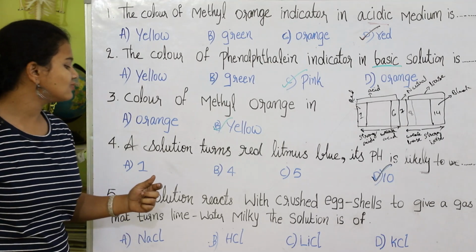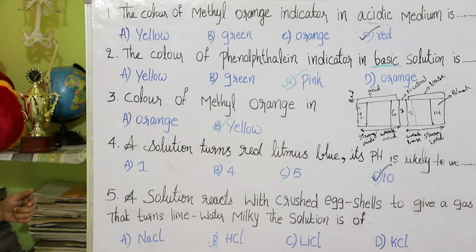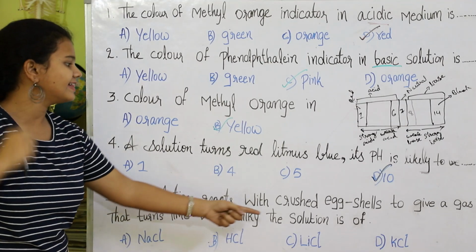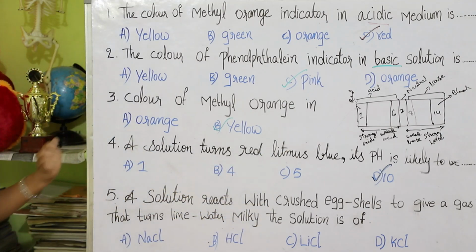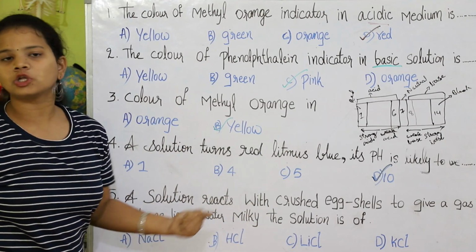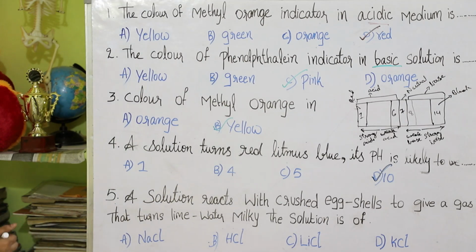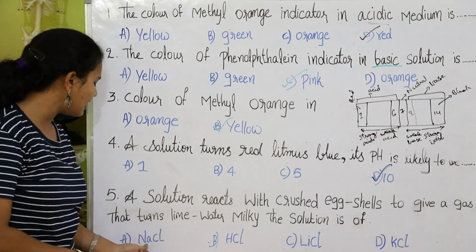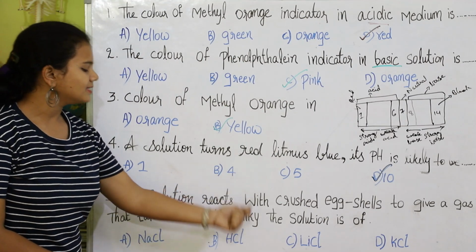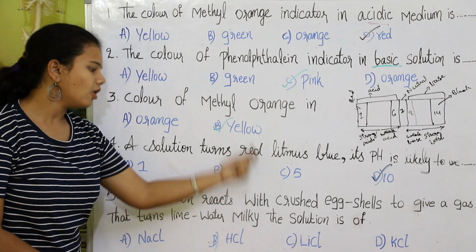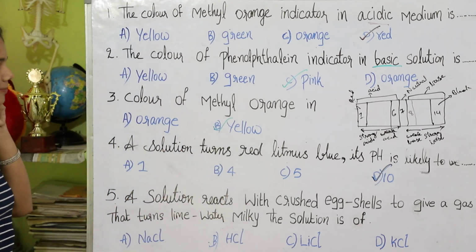A solution reacts with crushed eggshells to give a gas that turns lime water milky. The solution is? Here you have option A NaCl, option B HCl, option C lithium chloride LiCl, option D potassium chloride KCl.